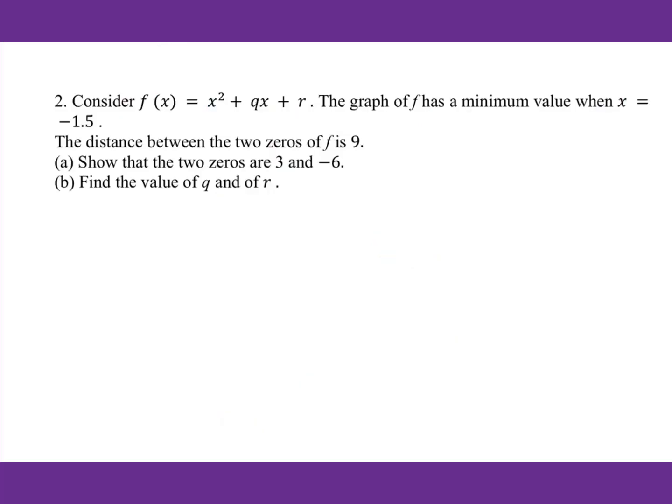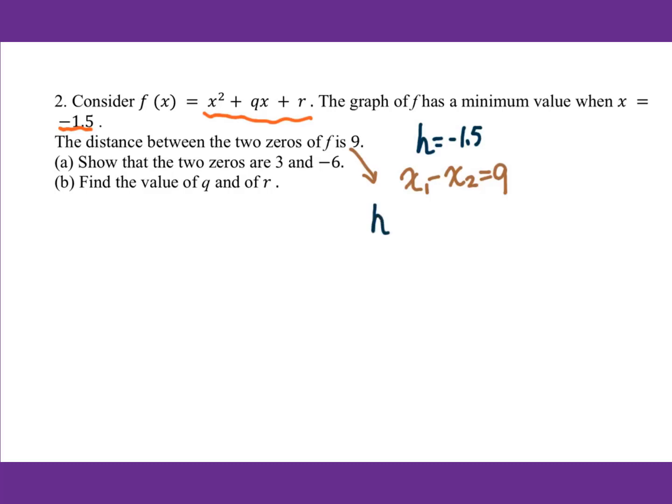Let's go to number 2. Consider f of x equals x squared plus qx plus r. The graph of f has a minimum value when x equals negative 1.5, which means h equals negative 1.5. Then the distance between the two zeros of f is 9. The meaning for that is x1 minus x2 equals 9.